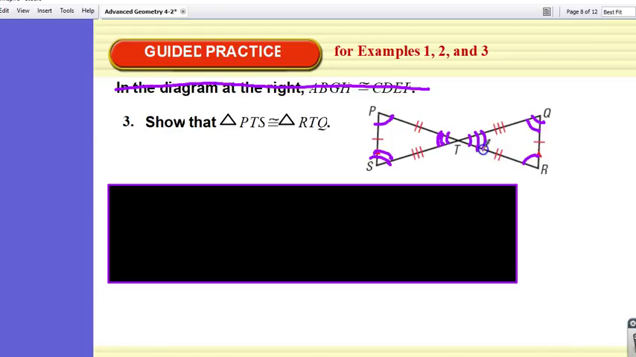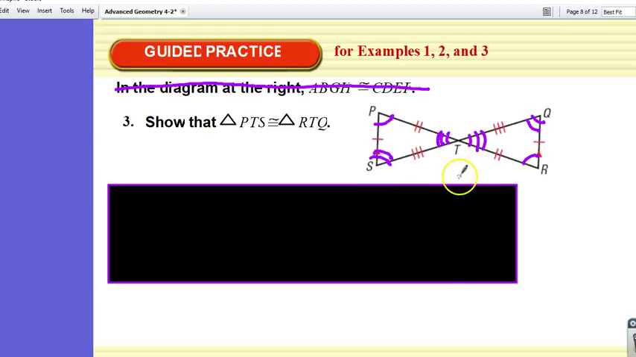Why? Vertical, good. Vertical angles, right? They're across from each other when two lines intersect. They are congruent. Why did I say PTS and then RTQ? I named them in the same positions, guys, right? 1 mark, 3 marks, 2 marks, 1 mark, 3 marks, 2 marks. So try to always name things in corresponding positions.